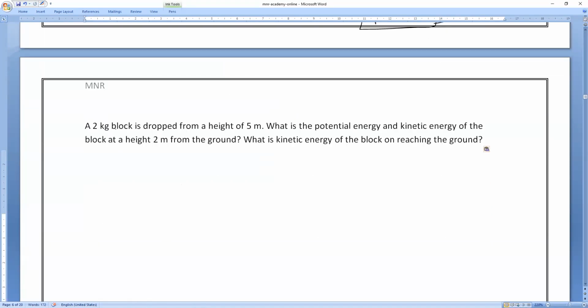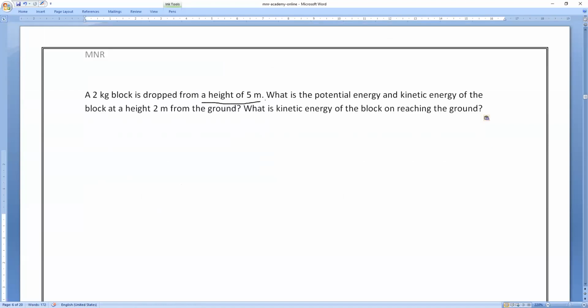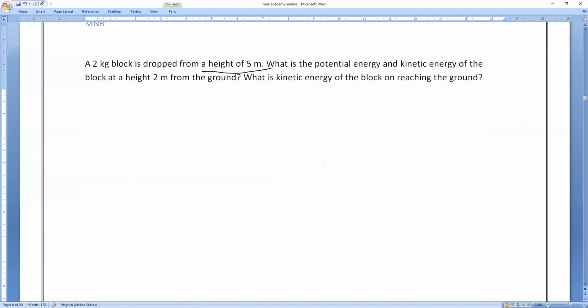A 2 kg block is dropped from a height of 5 meters. So what is the height, everybody? From which height has the 2 kg mass been dropped? 5 meters. So h is equal to 5 meters. Means 5 meters below, something is there. What is that? Ground.